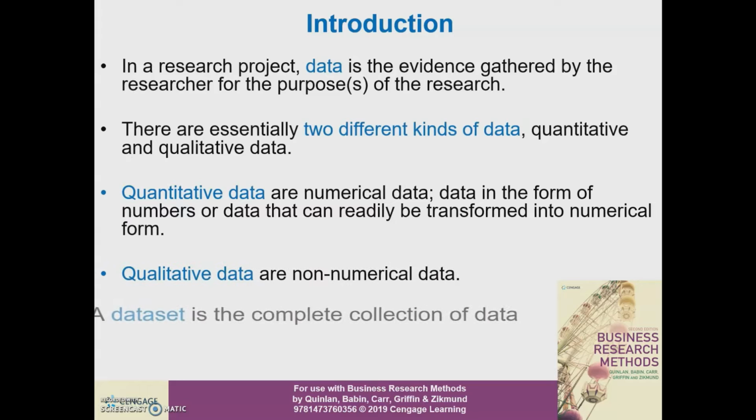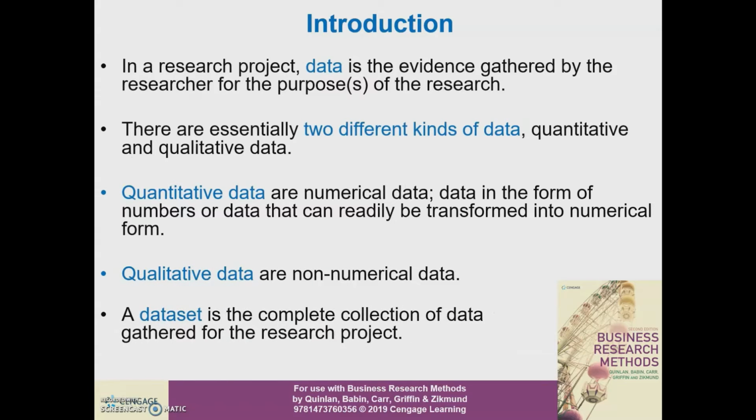So as an introduction, in a research project, data is the evidence gathered by the researcher for the purpose of the research. So there are essentially 2 different kinds of data, quantitative and qualitative data. So quantitative data are numerical data, data in the form of numbers or data that can readily be transformed into numerical form. Qualitative data are non-numerical data. So a data set is the complete collection of data gathered for the research project.